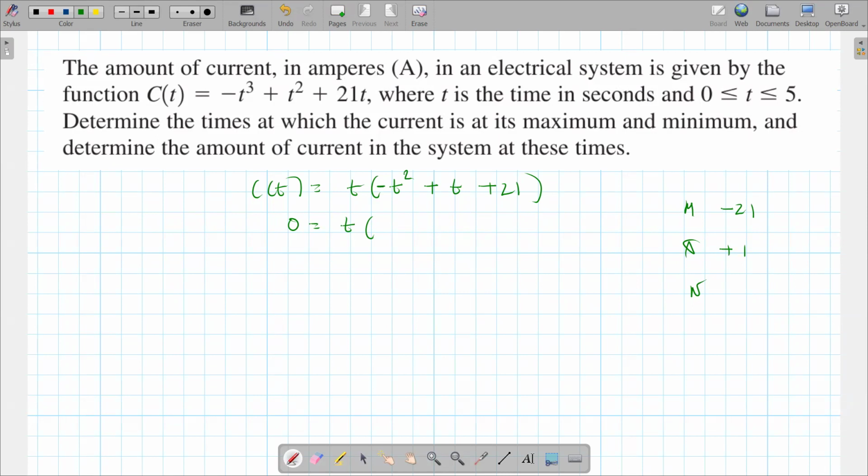The only thing that multiplies to 21 is 7 and 3, right? So this approach doesn't really work. We can't man this. We have to use the quadratic formula.